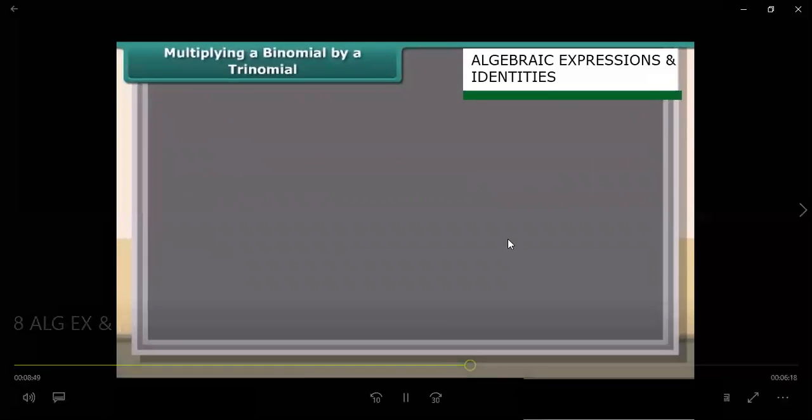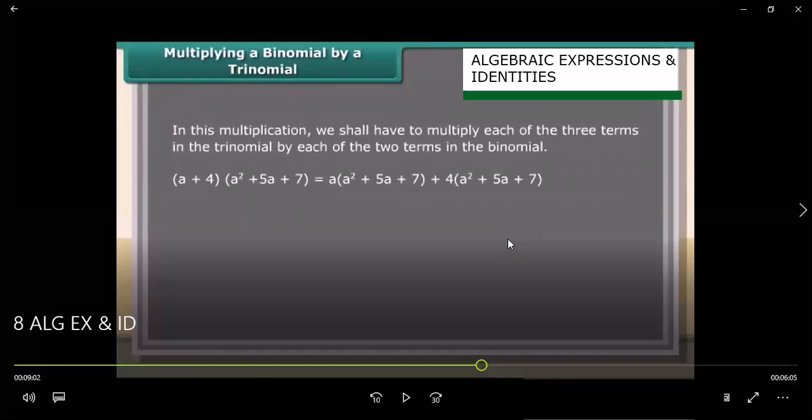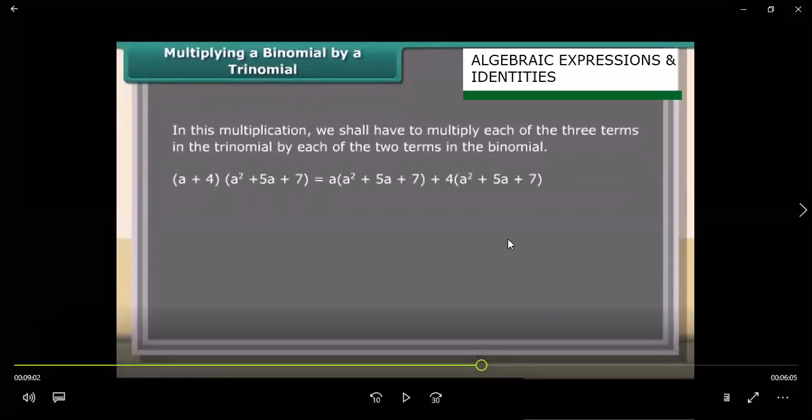The next concept is multiplying a binomial by a trinomial. In this multiplication, we have to multiply each of the three terms in the trinomial by each of the two terms in the binomial. For example, we have a binomial a plus 4, and a trinomial a square plus 5a plus 7. We multiply each term of the binomial with each term of the trinomial. If you open the brackets, we can write a multiplied by a square plus 5a plus 7, plus 4 multiplied by a square plus 5a plus 7.